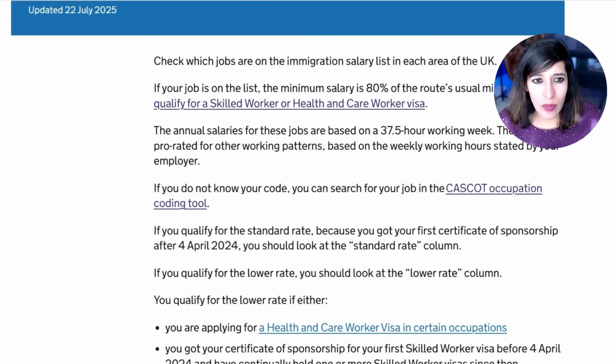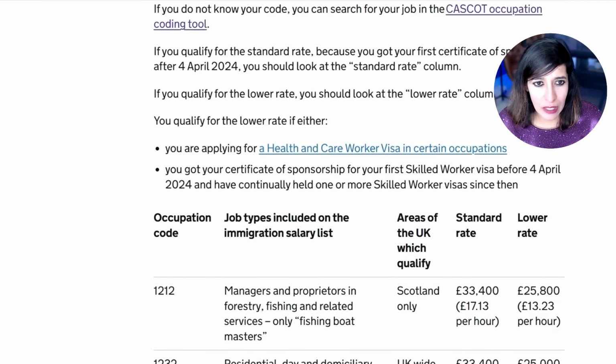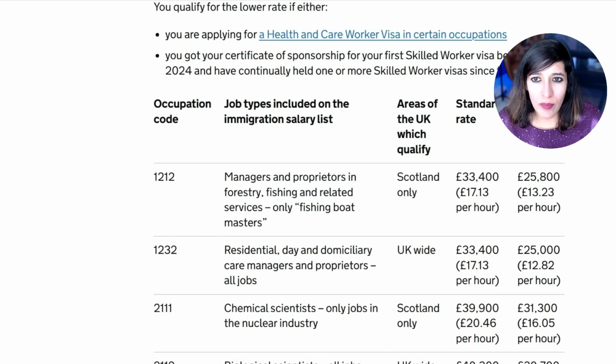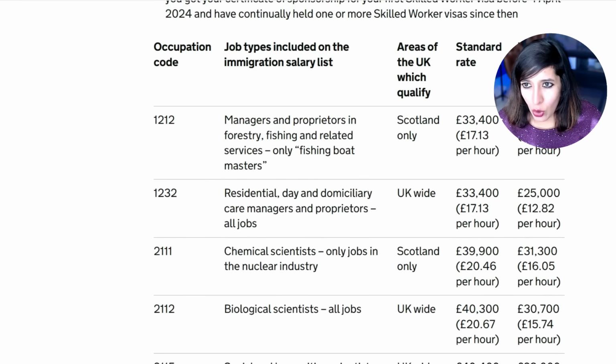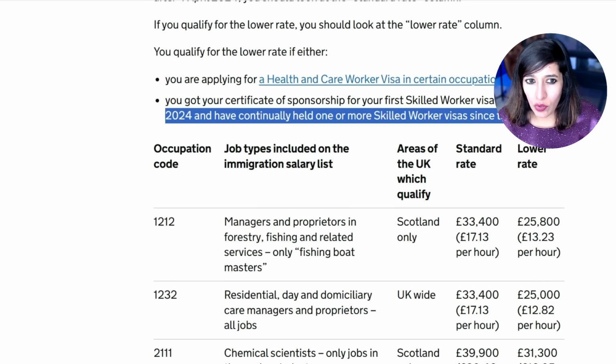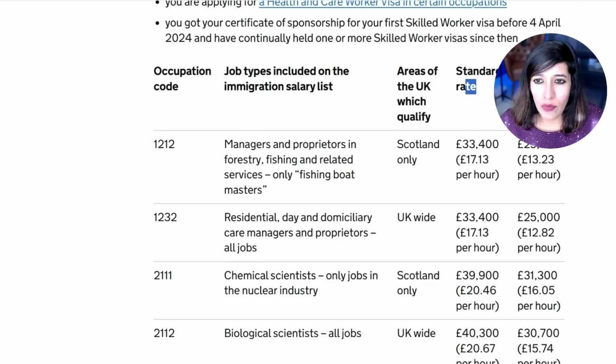Again, they have given a commentary about who can get a lower salary, and how to find the job code if you cannot, which is here. And if you scroll further, these are the jobs mentioned in the immigration salary list. Here, the lower rate is for people whose visas were granted before 4th of April 2024. Now, this is very important. Make sure you follow that. And if not, you will have to follow the standard rate. Okay. So let's quickly glance at it.